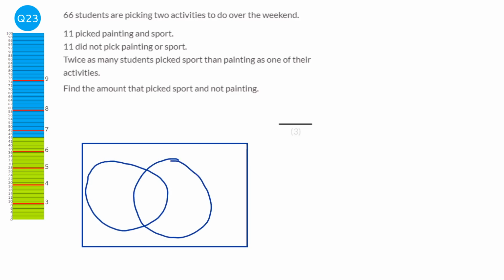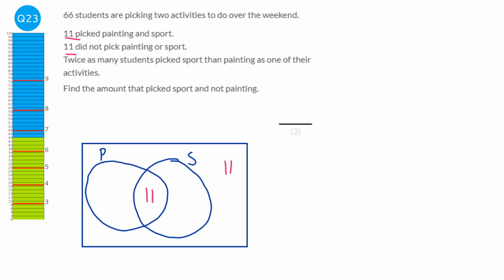So it says that they picked two activities. It was either painting, which I'll put as a P, and sport, which I'll put as an S. So let's start filling in the information it gives us. So 11 picked painting and sport, so that will go in the middle because that is painting and sport, and 11 didn't pick painting or sport, so they can sit on the outside.